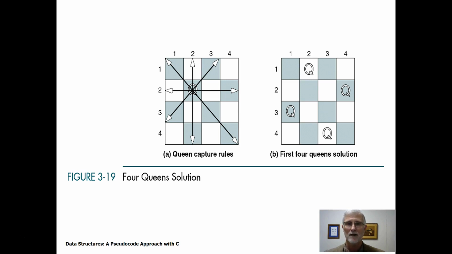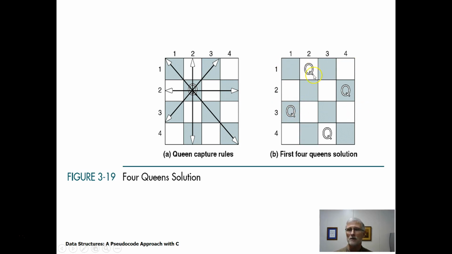A queen can go in any of these directions, always on a diagonal, vertical, or horizontal. But now, how do I position 4 queens on the board? This is a 4x4 board. How can I position each one so that they don't interfere, so that this queen is not going to capture either one of those queens?